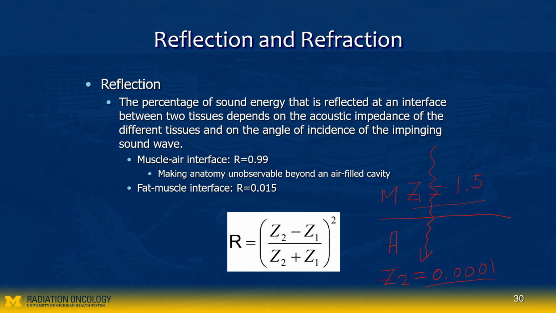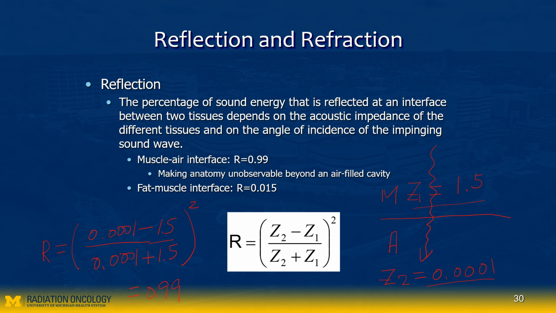Then what is our R? Here you have 0.0001 minus 1.5, over 0.0001 plus 1.5, all squared. You don't have to run the calculator, but you can say this will be very close to 1, just slightly smaller than 1. So say 0.99. What does that mean?